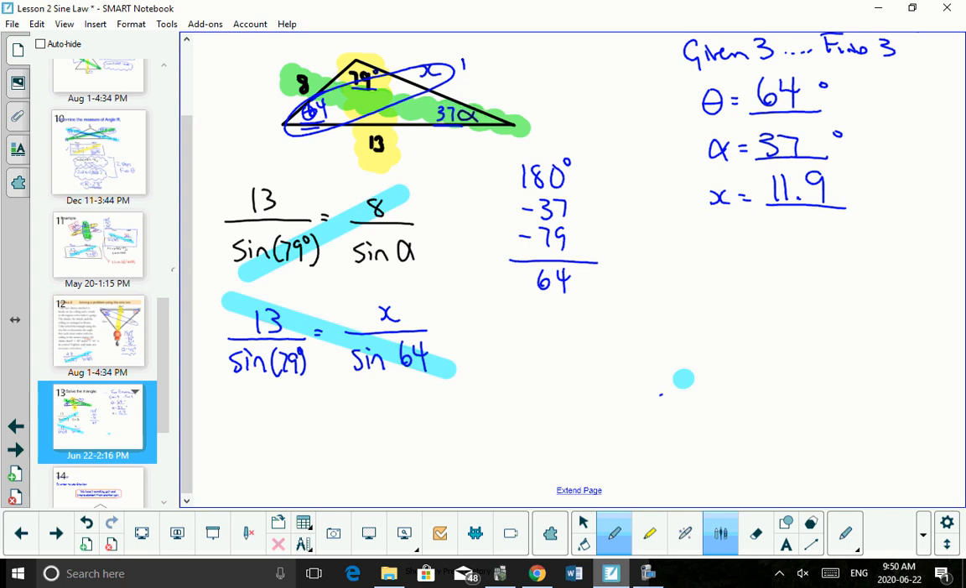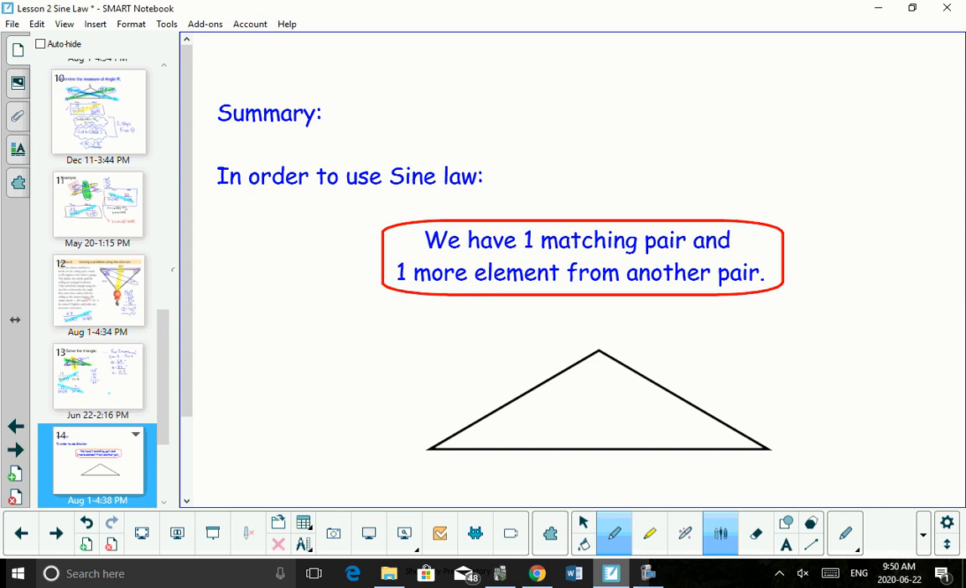Now if we just do a quick little check here, okay? So this was the biggest angle. It has the biggest side. This was the smallest angle. It has the smallest side. This is the middle-sized angle. It's got the middle-sized side. Okay? So sine law, okay? You have to have one matching pair and one more element from another pair. So if you have this one and this one, then you either have to have this one and you're looking for that, or vice versa. Okay, so you have to have one full and one half.